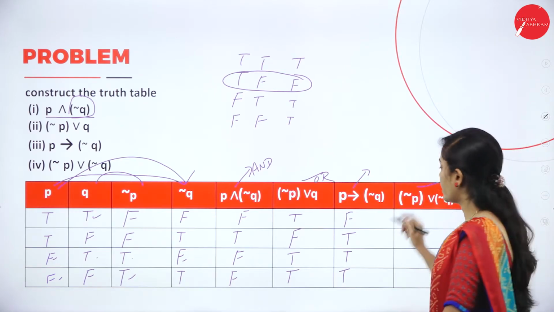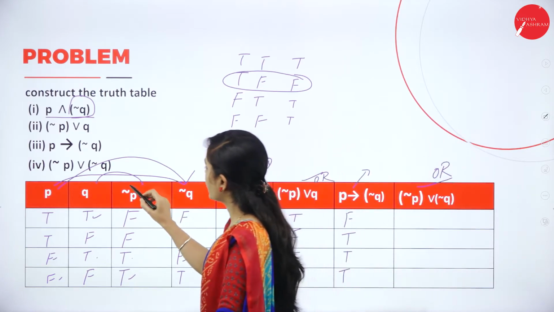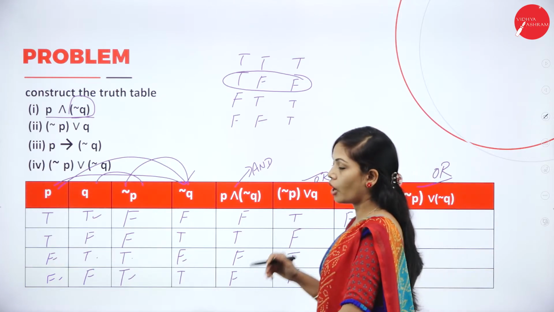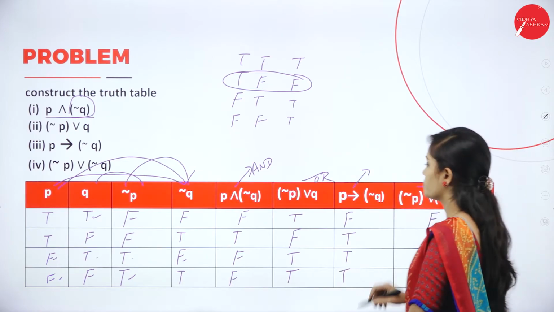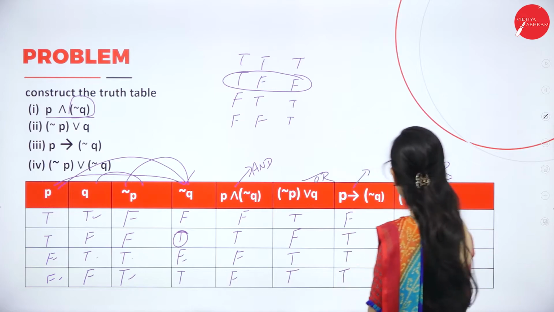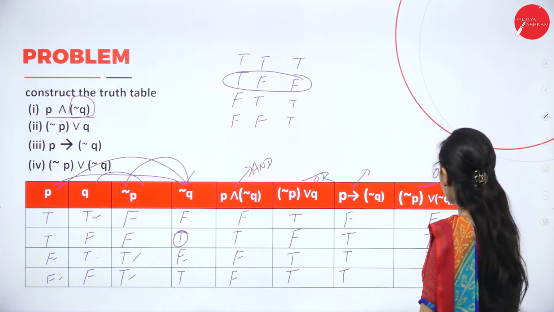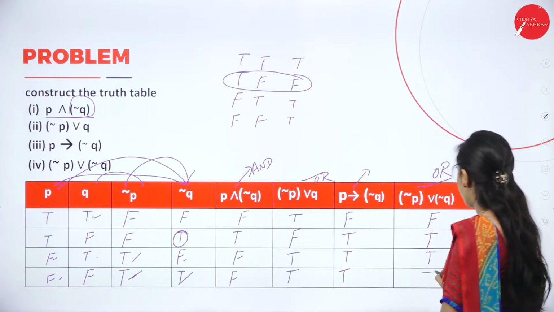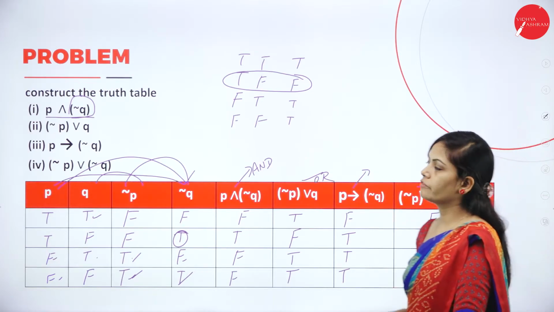So next you have to find negation P or negation Q. We have to use OR operation. You just consider the negation P column and the negation Q column. In OR operation, false, false means the condition is also false, and if any one of the conditions is true, the statement is also true. So this is your truth table for this given problem.